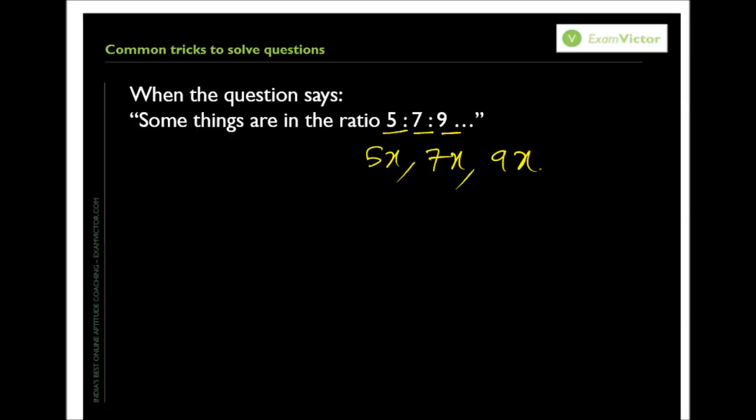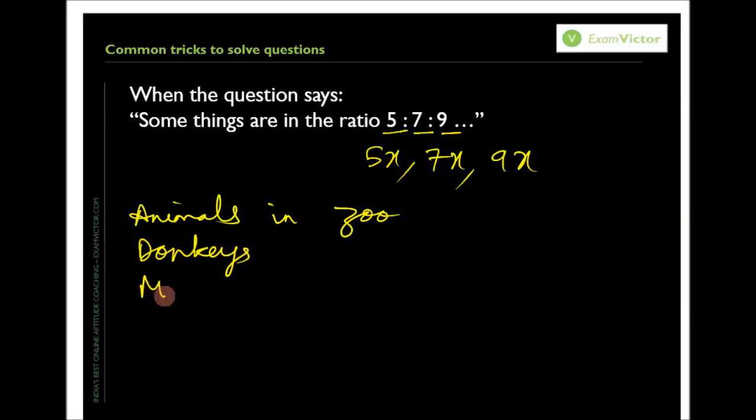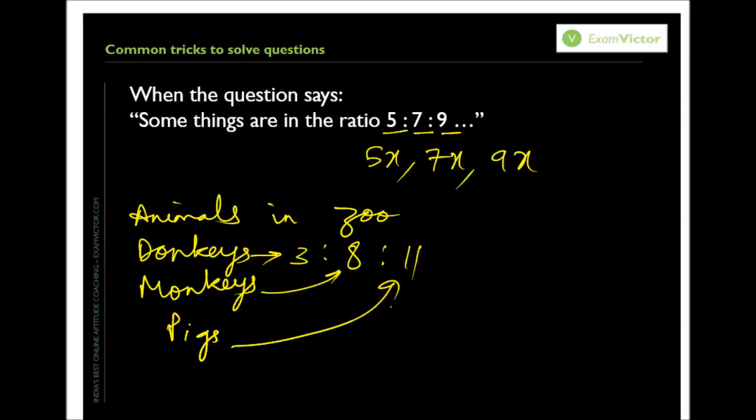So let me take another example. Let's say the question says animals in a zoo, and let's say the kinds of animals we're talking about are donkeys, monkeys and pigs. So in the zoo there are three types of animals: donkeys, monkeys and pigs, and they are in the ratio 3 is to 8 is to 11. Okay, so 3 for donkeys, 8 for monkeys, 11 for pigs.